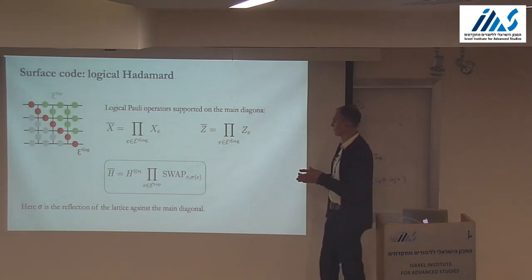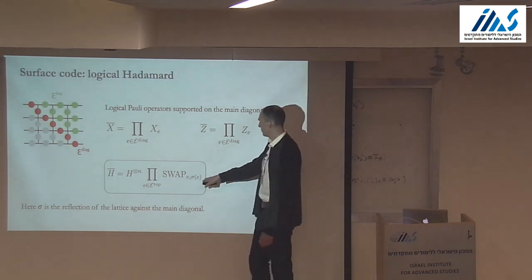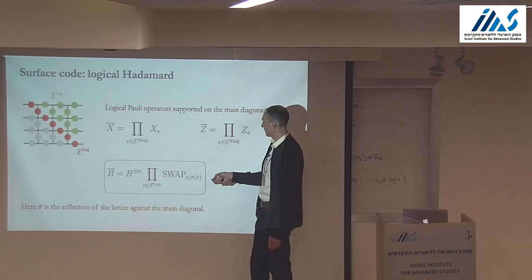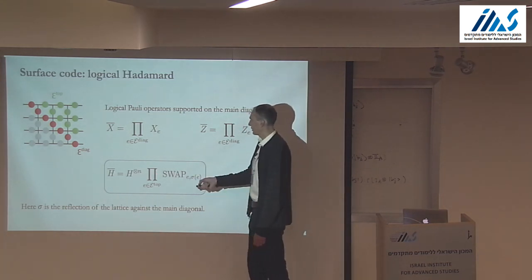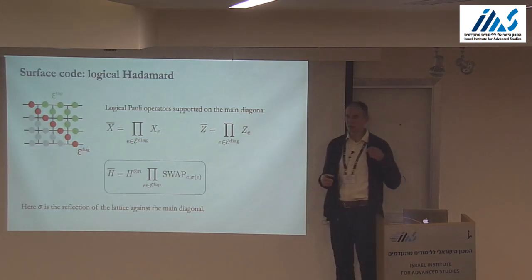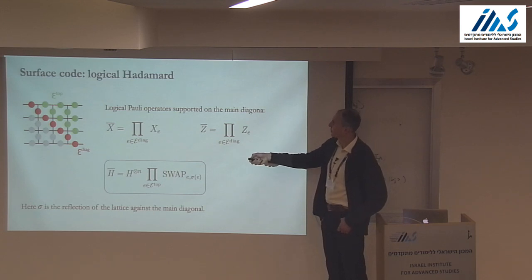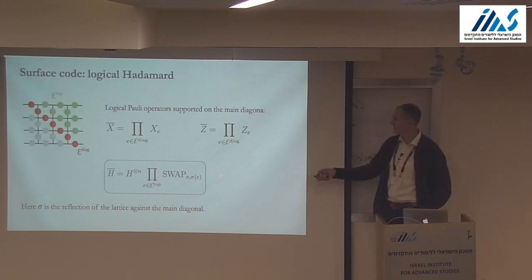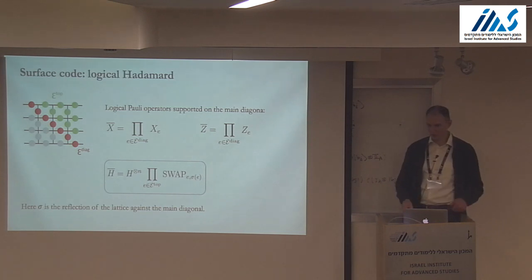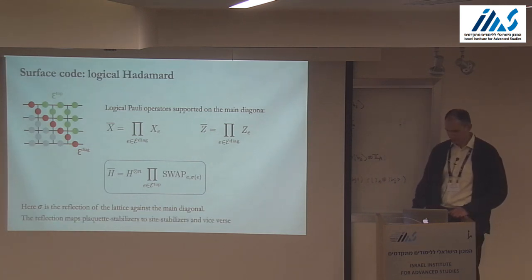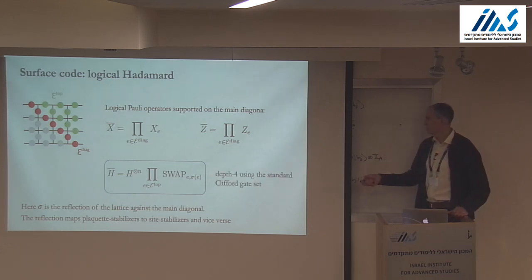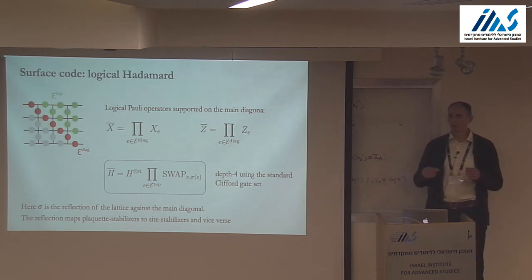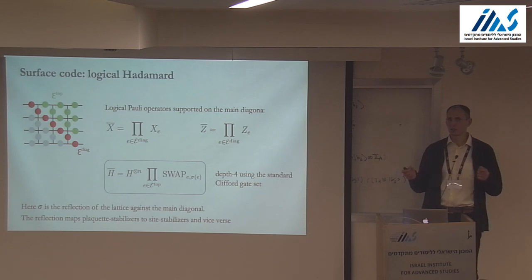And to undo this swap, we basically have to apply this sequence of swap gates that implements a reflection of the lattice against the main diagonal. Say this qubit would go here, this qubit would go here, and so on. And one can check that this circuit indeed implements a logical Hadamard gate. Okay, this is what I just said. And this circuit has depth 4 if we express it in terms of standard gates like CNOT and Hadamard. So the depth does not depend on the code distance.